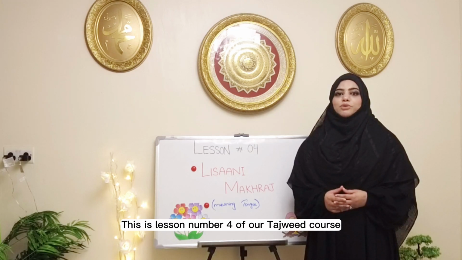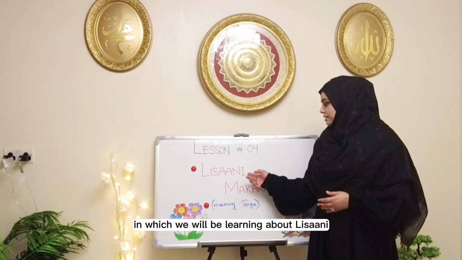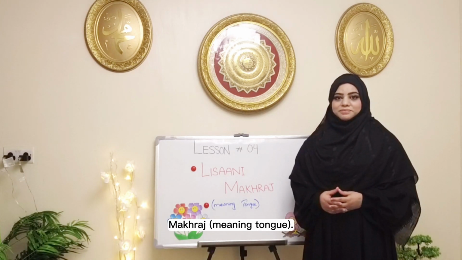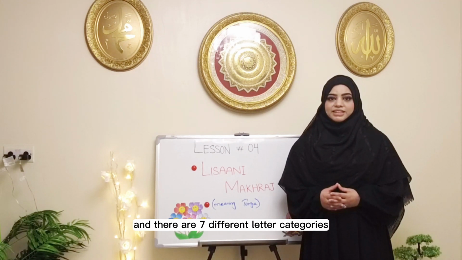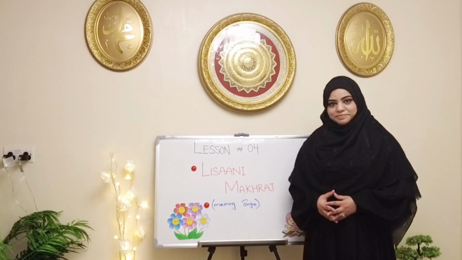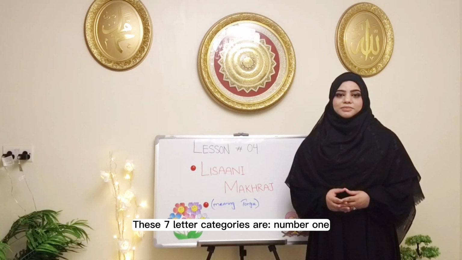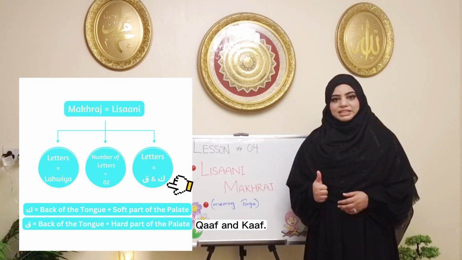This is lesson number 4 of our Tajweed course, in which we will be learning about Lisaani Makhraj, meaning tongue. Tongue is called Lisan in Arabic, and there are 7 different letter categories that fall under Lisaani Makhraj. These 7 letter categories are: number 1, Lahawiyyah letters, that are Qaf and Kaf.